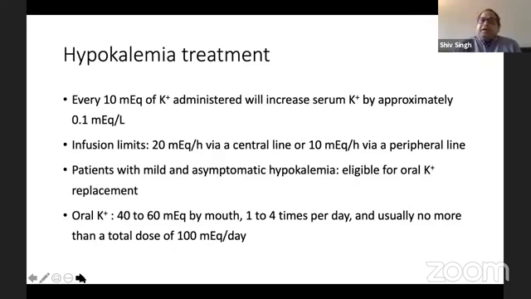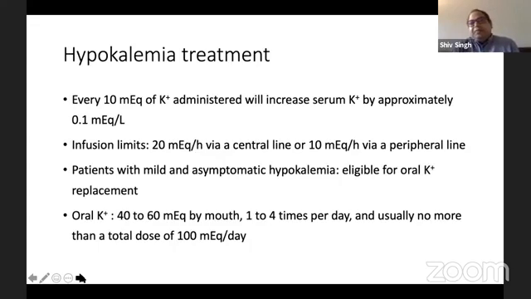Talking about treatment of hypokalemia, every 10 milliequivalent of potassium you administer increases serum potassium by only 0.1 milliequivalent per liter. So if the patient has got a drop in potassium of, say, 1 milliequivalent, you would require around 10 hours to treat that. If you're using infusions and you have a central line, then you can give 20 milliequivalents per hour of potassium.